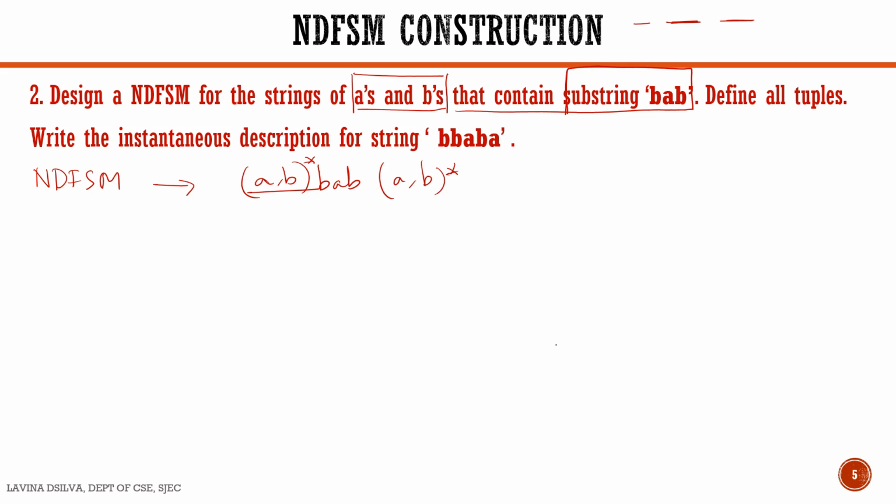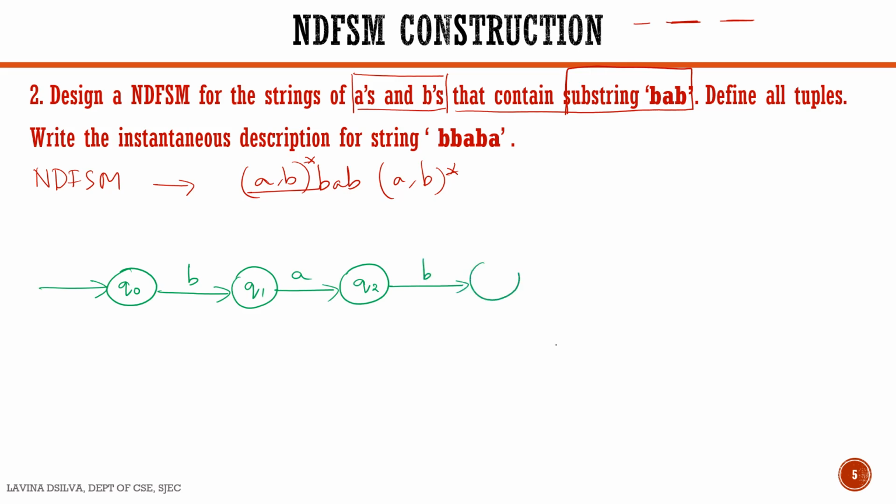Therefore, NDFSM will be equal to, we have Q0, we see our first B character, go to state Q1. We see our second character, go to state Q2. And we see the third character, that is B, and go to state Q3. Q3 is our final state. So we have checked this part. What about prior to this? We can have any number of A's and B's. And what about after? We can have any number of A's and B's. By any number of A's and B's, we mean 0 or more A's and B's.